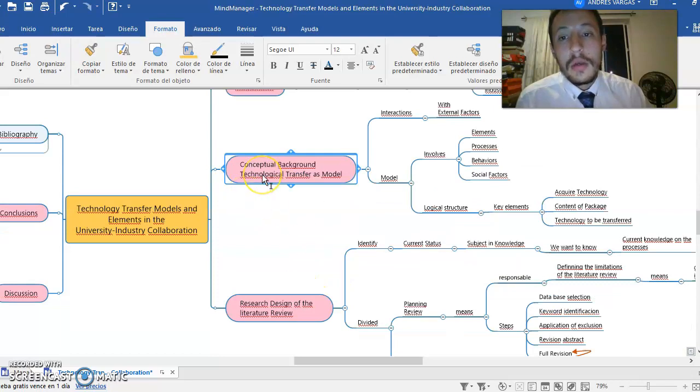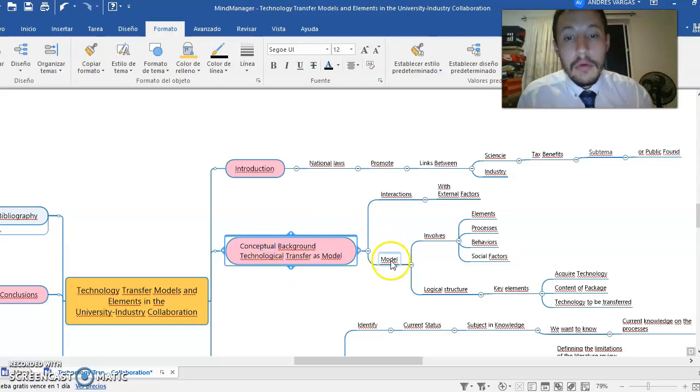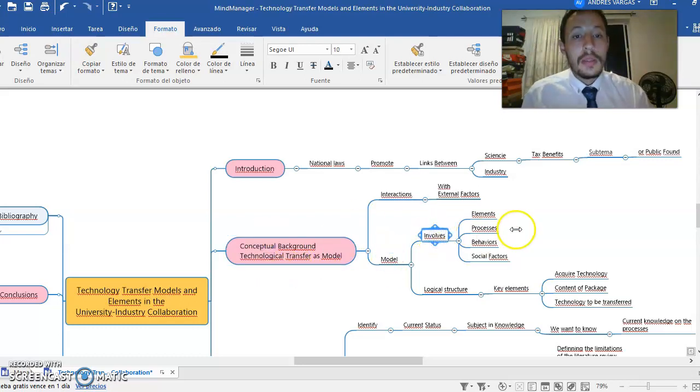So we started with the conceptual background: technology transfer as a model. We have external interactions that affect us, and that determine whether we can start the technology transfer. Technology transfer is the concept of moving knowledge from a big, developed country to one that is not yet as developed. In the conceptual background, we have different models that involve different things.